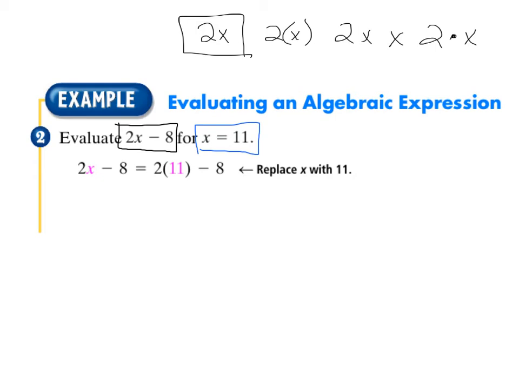So we replace the x with 11, so it becomes 2 times 11 minus 8. Then you do the math for the 2 times 11, because we know with order of operations, we do the parentheses first. So 2 times 11 gets us to 22, so it becomes 22 minus 8. Then we just do the subtraction, because that's all that's left, and 22 minus 8 is 14. So the answer for this expression is 14. Once we evaluated the expression for the value of 11, that's what evaluate means, it's whatever value they give you. So 2x minus 8 when x is 11 is 14.